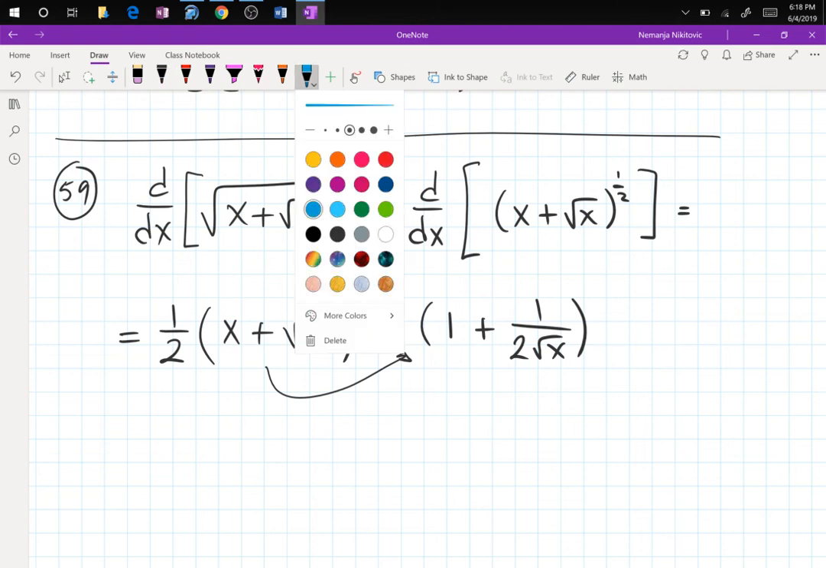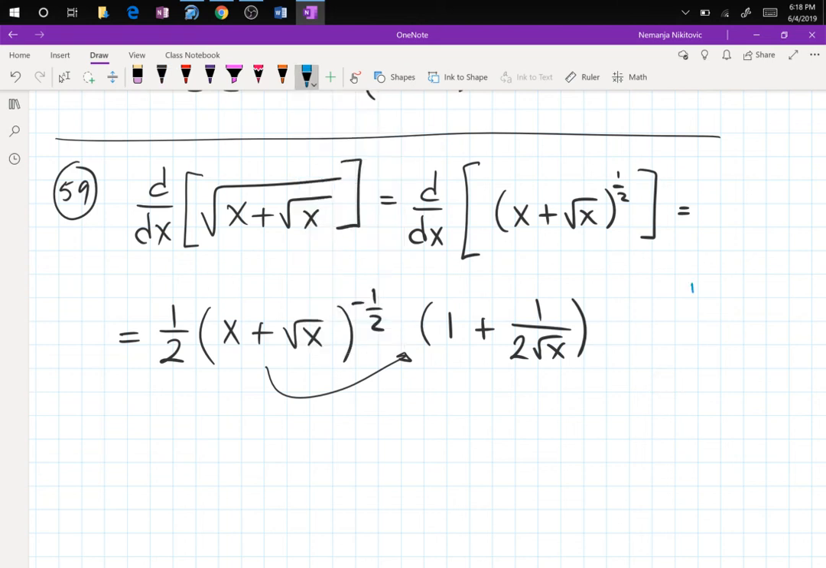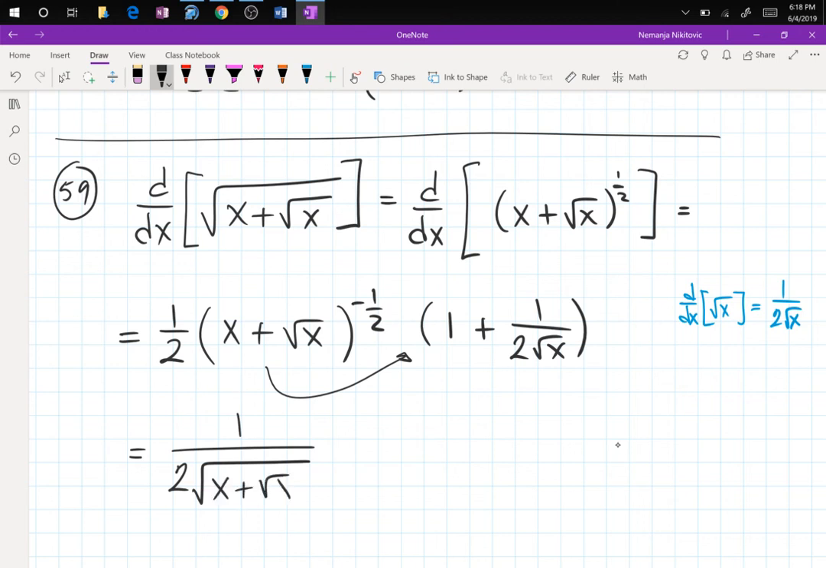You will see square root of x many times. So it's good to memorize it, even though it's not a basic derivative that you would be memorizing, but it does help because it's so frequent. So now we have 1 over 2 square root of x plus root x times 1 plus 1 over 2 root x.